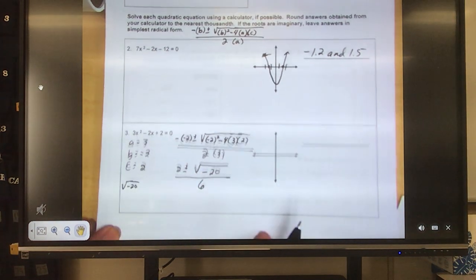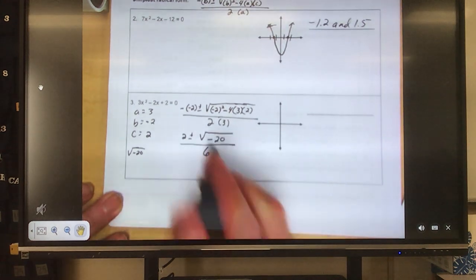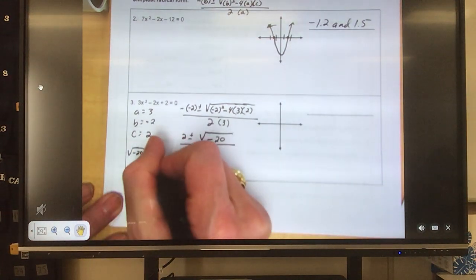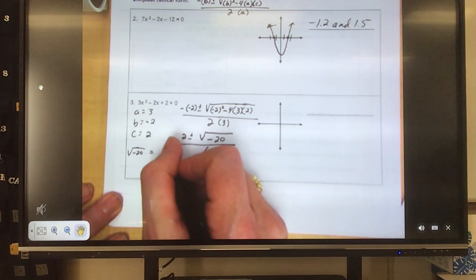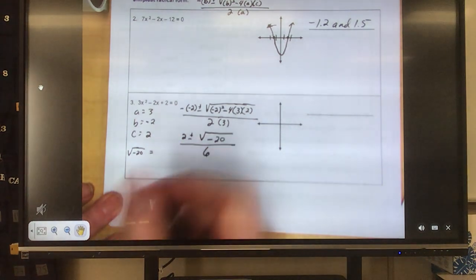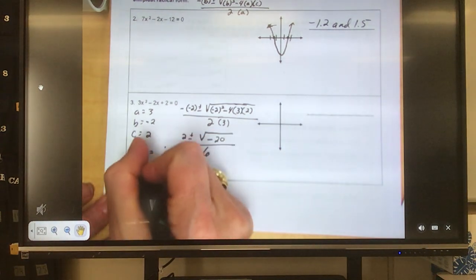And how do I get rid of that negative? What do I bring it out as? That negative comes out as a what? What letter? I. And I scratch it off.